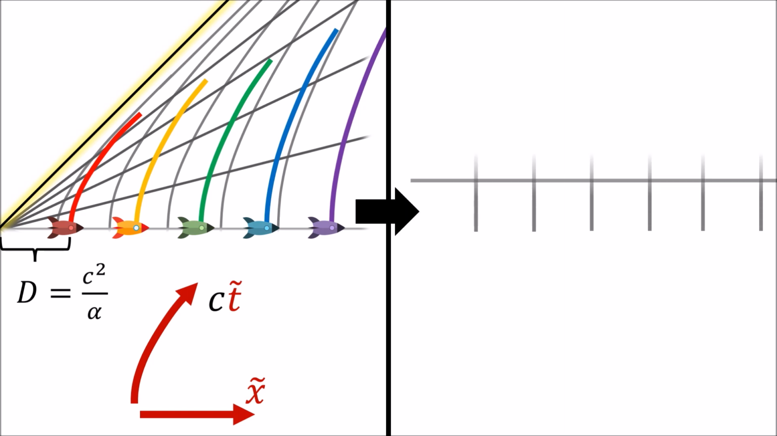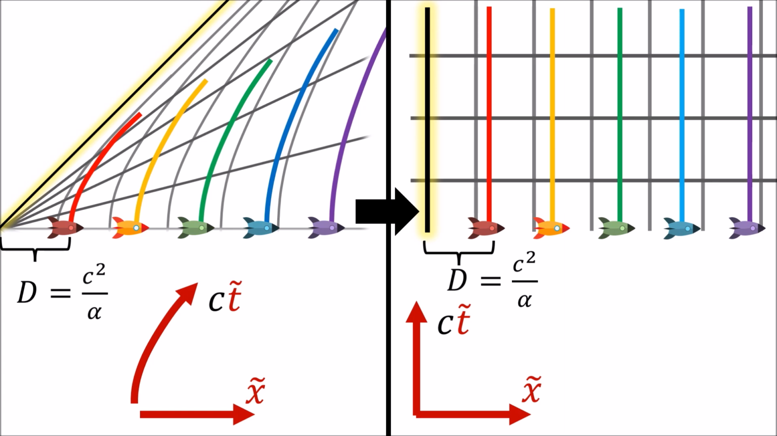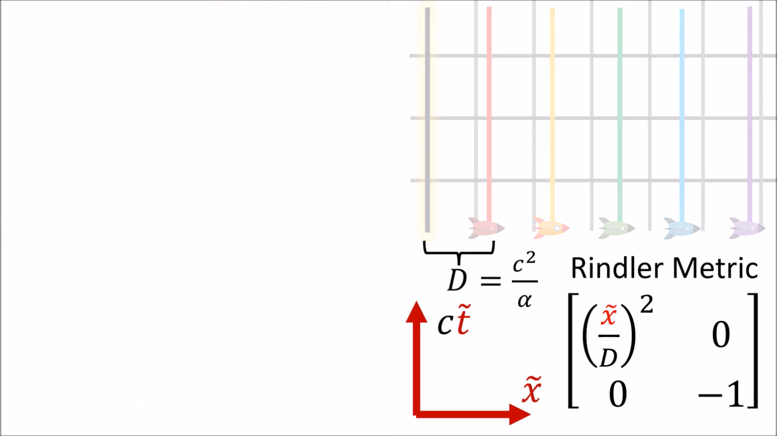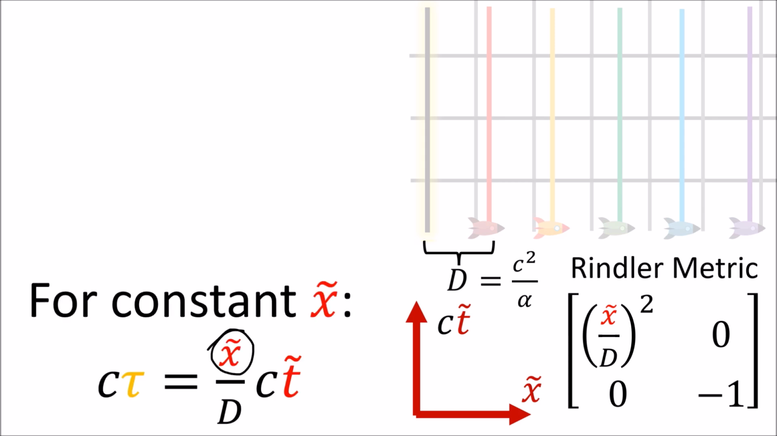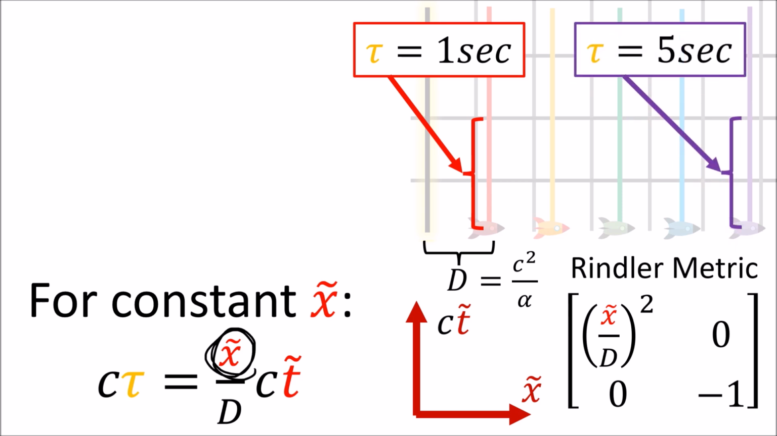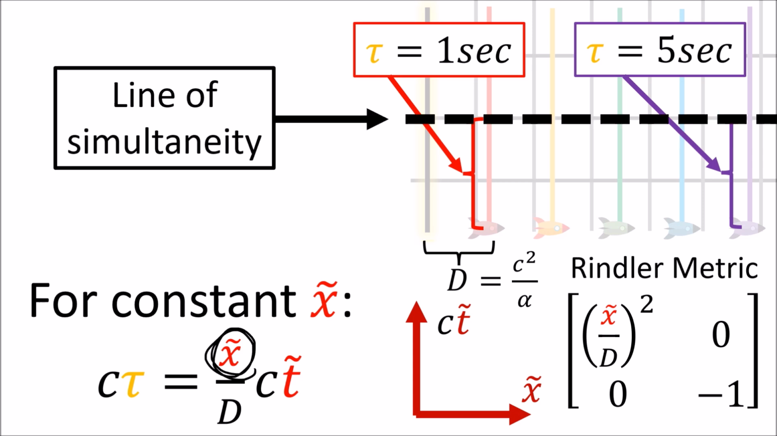However, we can redraw this spacetime diagram in such a way that the Rindler coordinates ct tilde and x tilde form a grid, and the hyperbolas become vertical lines. In this coordinate system, we measure spacetime intervals using the Rindler metric. The Rindler metric tells us about the time dilation experienced by these spaceships. It says that proper time is proportional to the x tilde coordinate. So this means that 1 second on the first spaceship corresponds to 5 seconds on the fifth spaceship, if we're measuring along this line of simultaneity here.